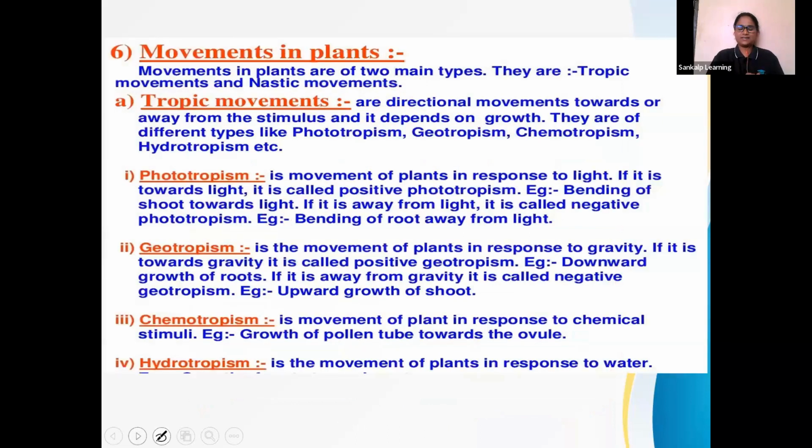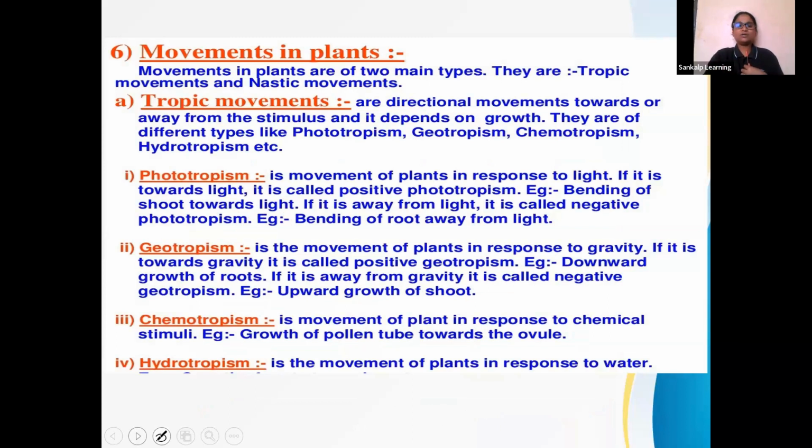Next, we have movements in plants. Other than these chemicals and their functions, plants will also show certain movements towards certain stimuli. Like how we animals respond to stimuli like light and sound, plants also respond to certain external stimuli and show certain movements. So let us see what those are.